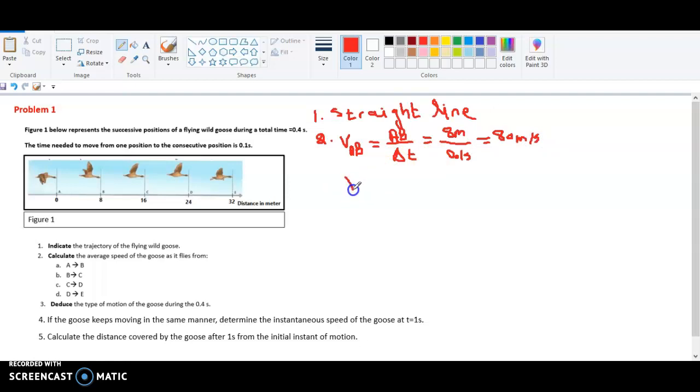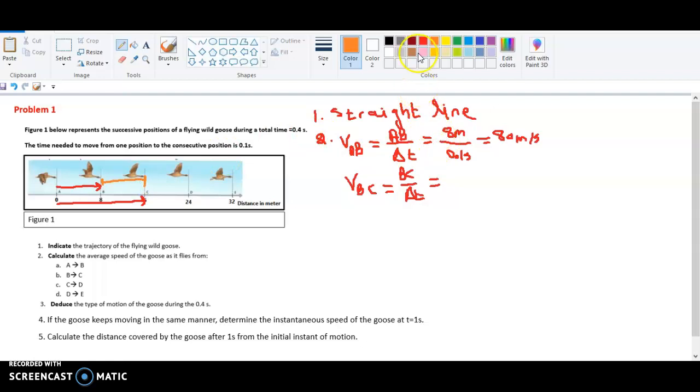Now VBC is equal to d during this interval of time between these two positions. So it is BC divided by delta T. Same thing here. Now the point is that you have to show your work and show that the distance BC is actually equal to 16 minus 8 in order to get the distance covered during this time.